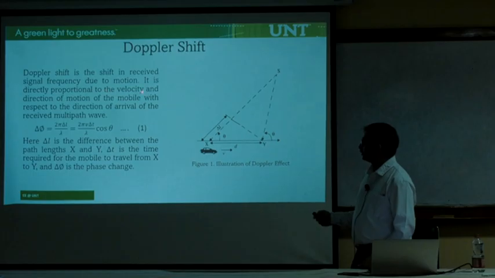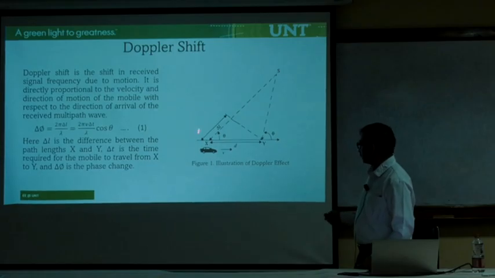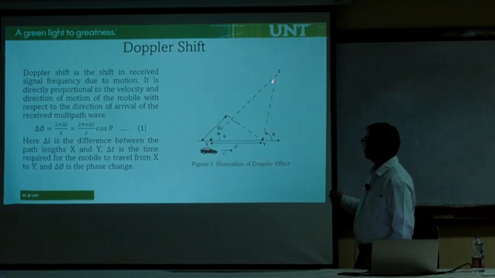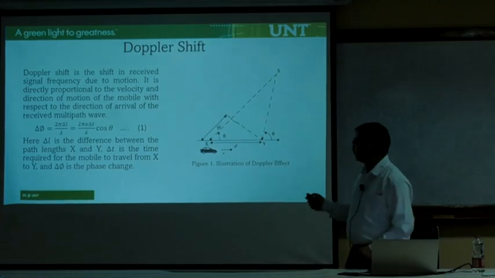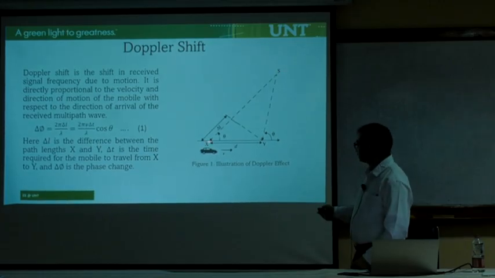It's proportional to the speed and direction of motion of the mobile. In simple terms, this diagram explains it very well. When the vehicle is here, this is the path. Think of this as the source or transmitter. Even though you are seeing this picture like this, think of it as 2D. There is a source, and this is the receiver, and this is one path.